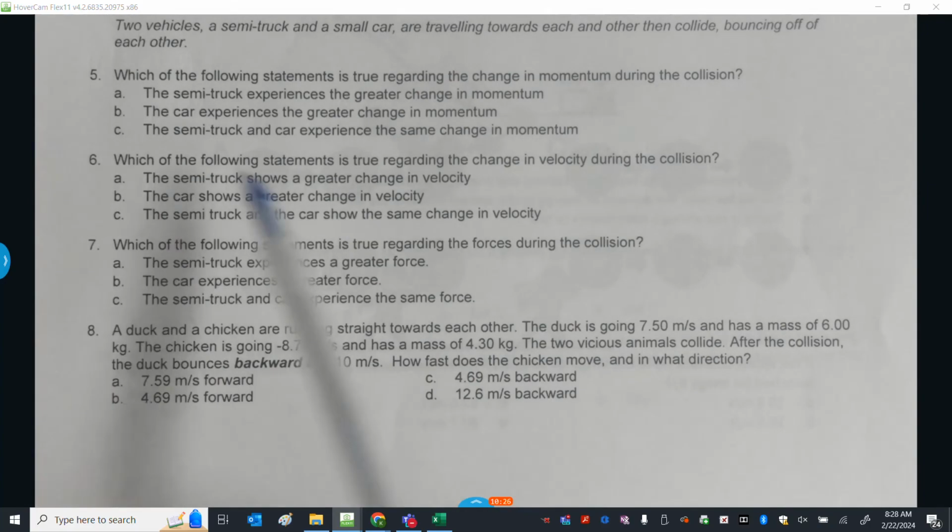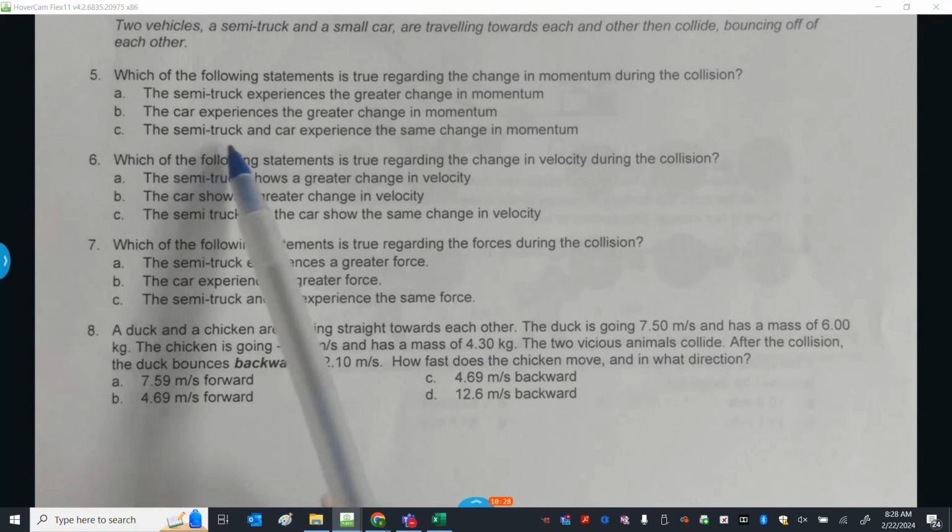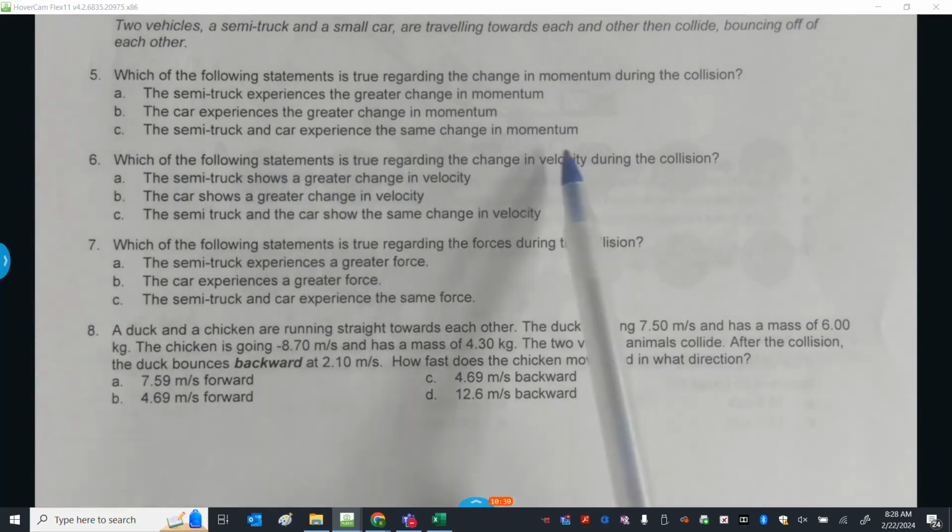Number 5 is C. The semi-truck and car experience the same change in momentum. I would like it better if it said the same magnitude, because it's technically opposite sign, but it's the only answer here that makes any sense. So the answer you should have selected for number 5 is C. Some of you are still getting thrown off and thinking that the car is going to have a greater change in momentum because it's smaller, and it doesn't. Now, it does affect its change in velocity, which is the next question.